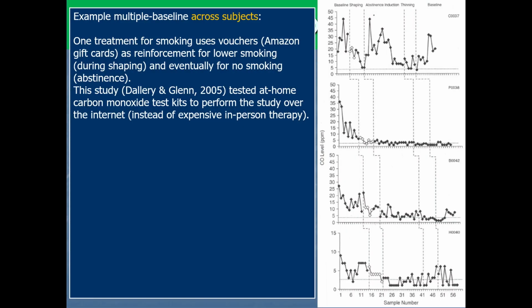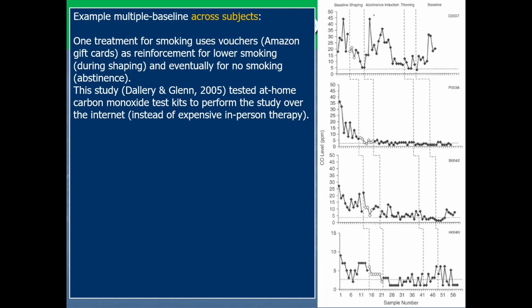Now, here's one last example for a multiple baseline across subjects design. There's a treatment often used in smoking called contingency management, where they'll set up a contingency to give a person like vouchers, in this case Amazon gift cards, as reinforcement for lower rates of smoking, or eventually to reinforce no smoking at all, total abstinence.